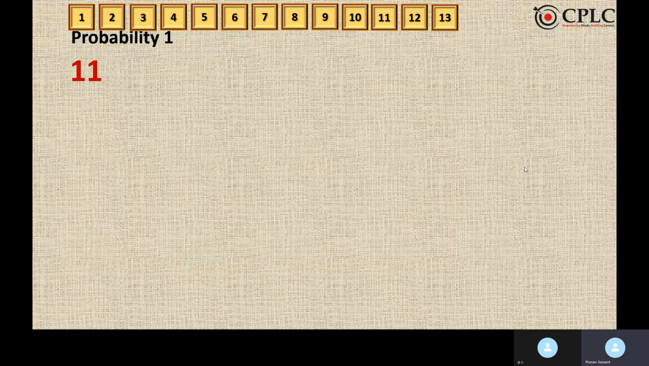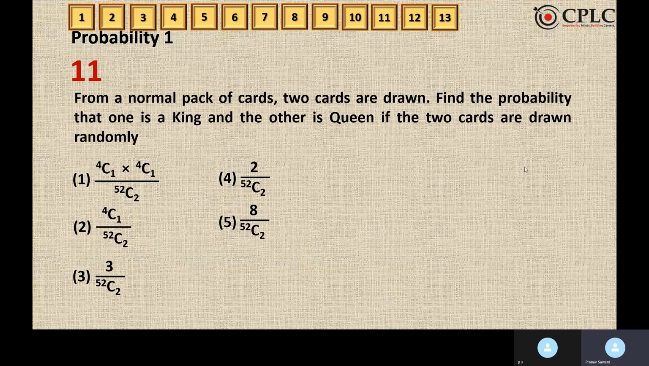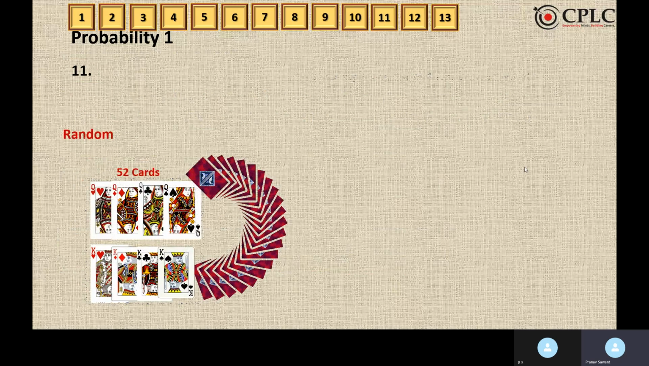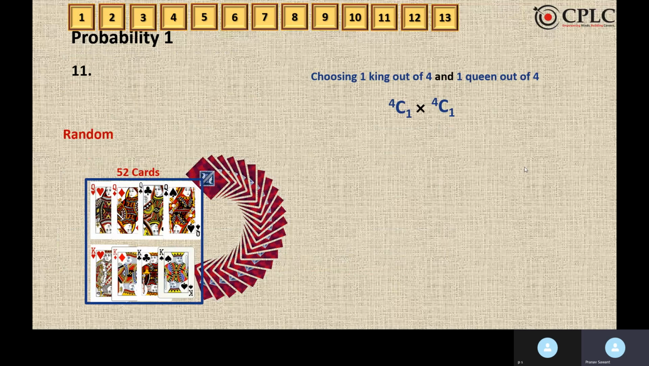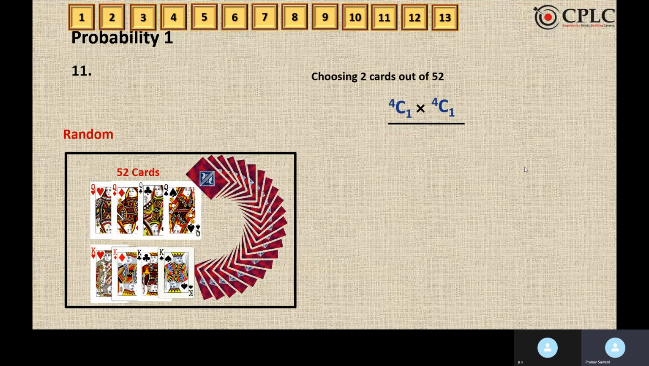Let's move to the next question now. From a normal pack of cards, two cards are drawn. Find the probability that one is a king and other is a queen if the two cards are drawn randomly. So this means choosing one king out of four and one queen out of four. So that will be 4c1 into 4c1. It's a random draw, that means we are choosing two cards together out of 52. So it is going to be 52c2. So option 1 is the answer to this question.